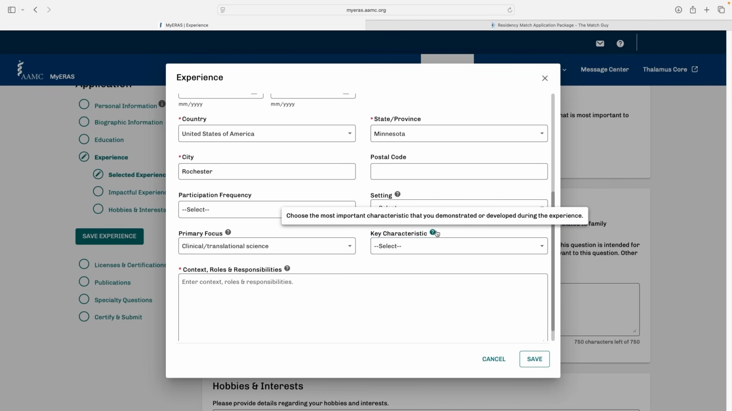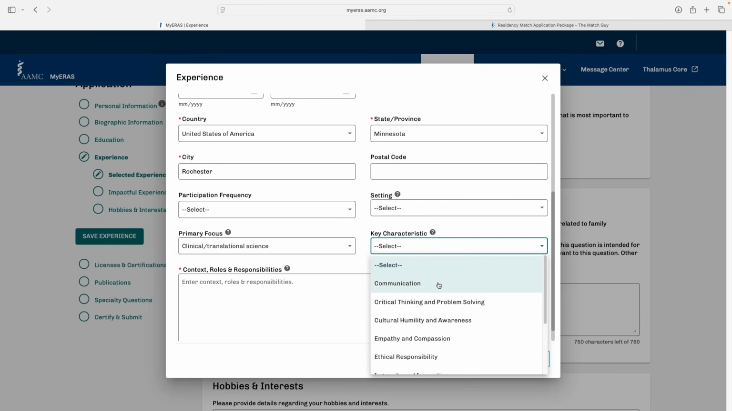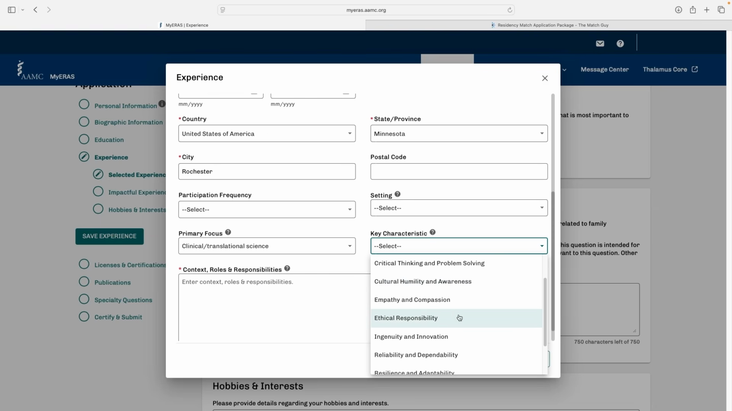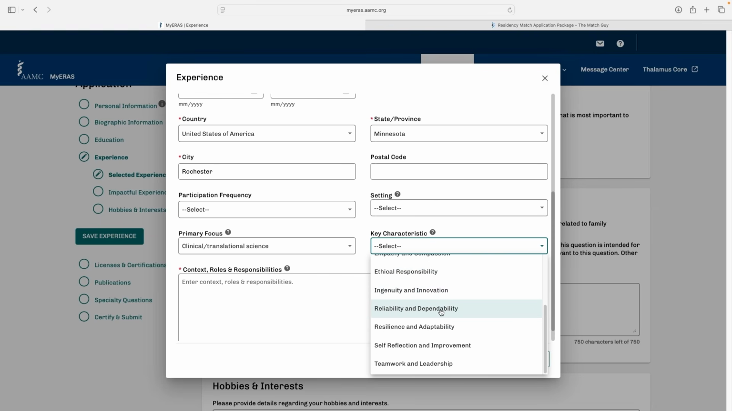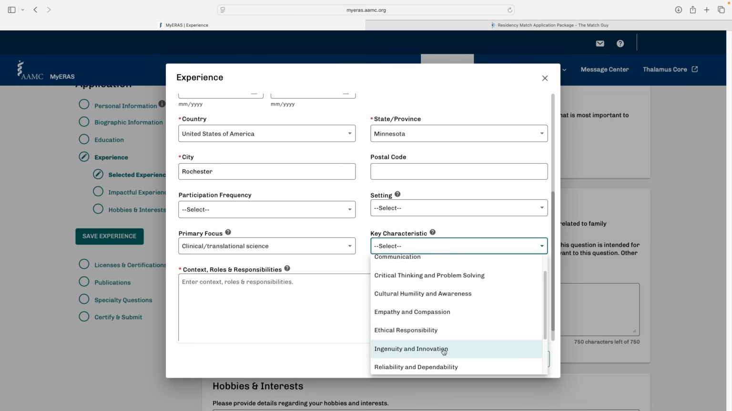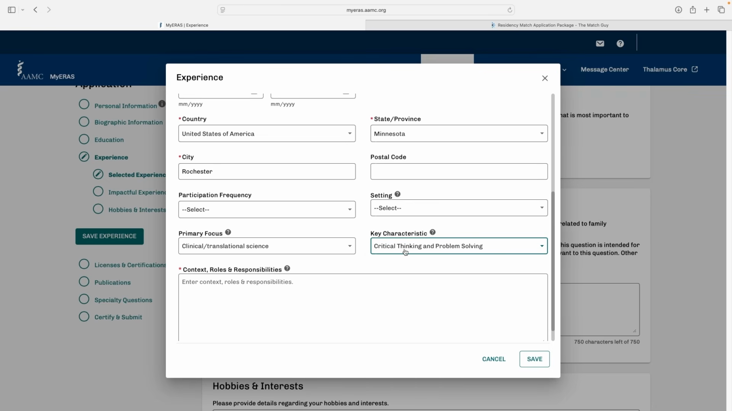Then you have a key characteristic, which is the most important characteristic that you demonstrated or developed during the experience. So was it mainly communication, critical thinking, cultural humility and awareness, empathy, ingenuity and innovation, reliability? So for me, I would probably pick for the research, the critical thinking and problem solving. But if I developed devices or I found something fully new, the innovation is not wrong. As you can see, for these two, there is no right or wrong answer because multiple things might work. It's just what would you like to convey out of this experience?